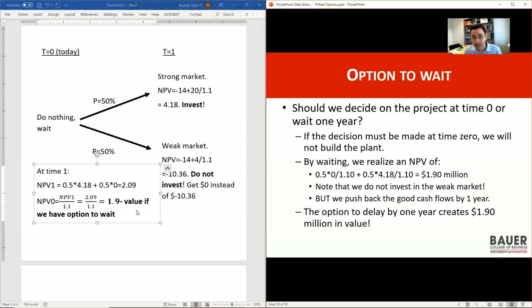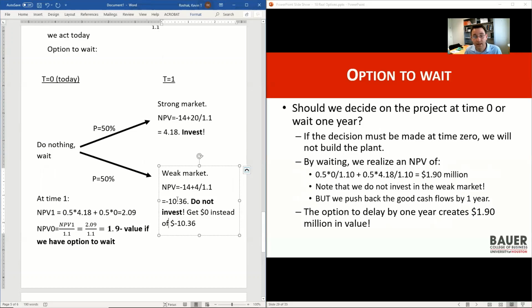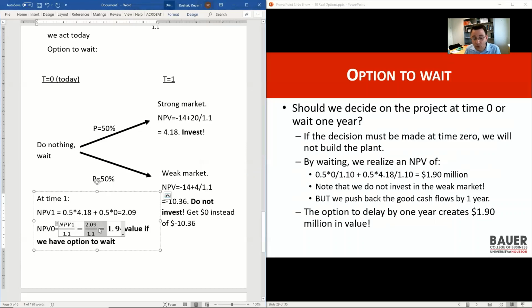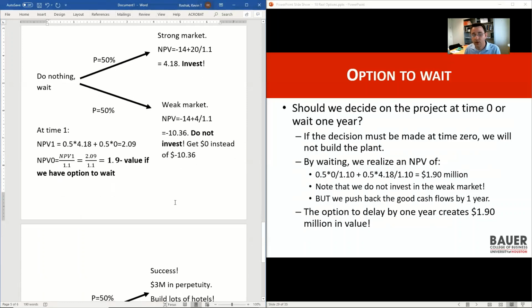There is a downside to this option to wait. So on one hand, it looks unambiguously good because we were able to avoid this -$10. It's not always going to be valuable, though. The option to wait has a counteracting effect, and that's that you have to wait. Right, so there's a time value of money component here. That's why we're discounting this 2.09 by 1.1. We're discounting at 10% because you had to wait. Okay, so I want to reiterate that the option to wait isn't necessarily always good. It's trading off two things.